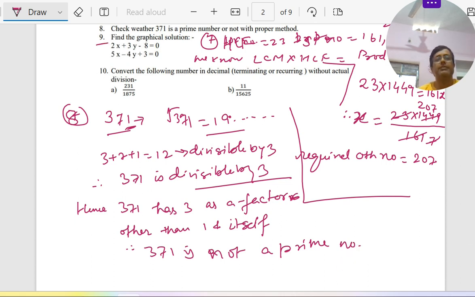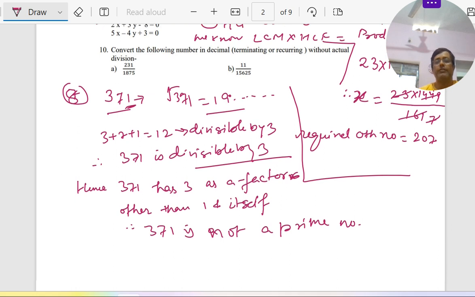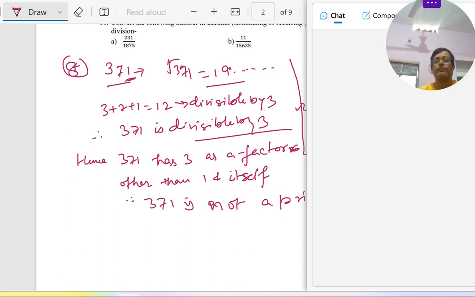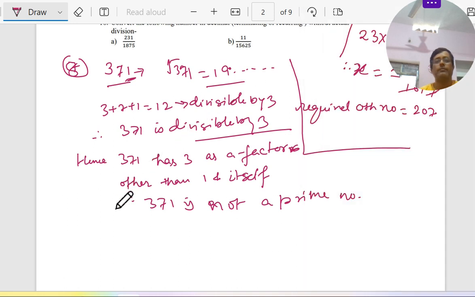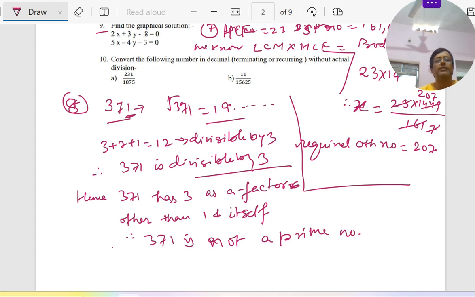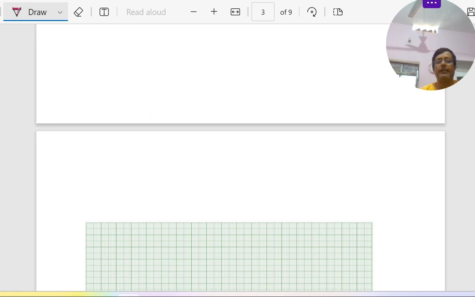So here it is given a question for graphical solution. For that I have taken a graph page. I go on that. 2x plus 3y minus 8 is equal to 0.